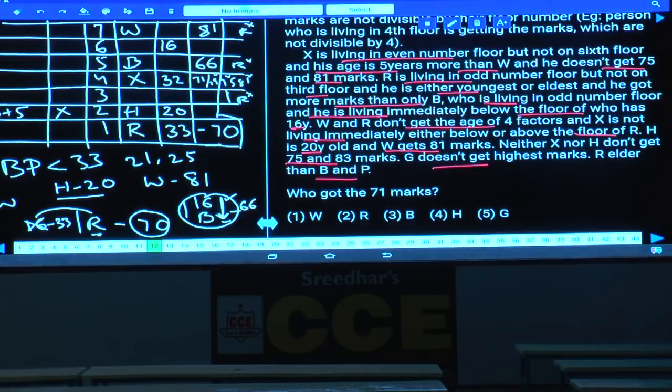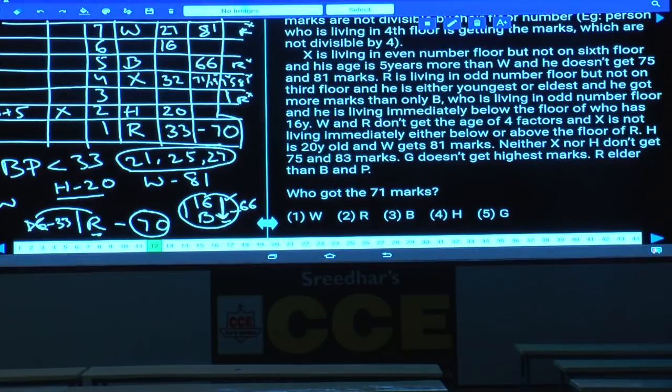Another odd number is there, 27. Now among these 3, what is the age of this one? This 27 cannot be floor number 3. Why can 27 not be on floor number 3 here? Now W plus 5 is how much? W plus 5 is 32. So what is the age of W? W is 27. This is fixed.